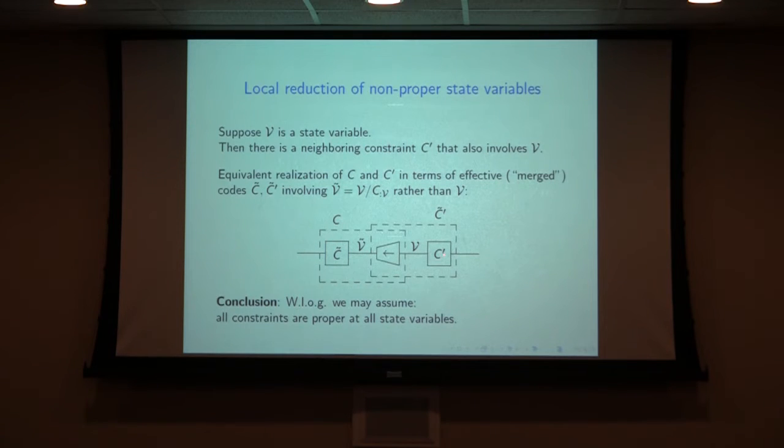And what does this mean? This means that I have this quotient group as my state variable, and every value in here is mapped into its corresponding coset, and that's the output over here. So I've reduced the size of the state space without changing the implementation. It realizes the same code. So because I can always shove this over into the next constraint, I claim that without loss of generality we can conclude that all constraints are proper at all state variables. All right, so trimness and properness are two fundamental key properties.